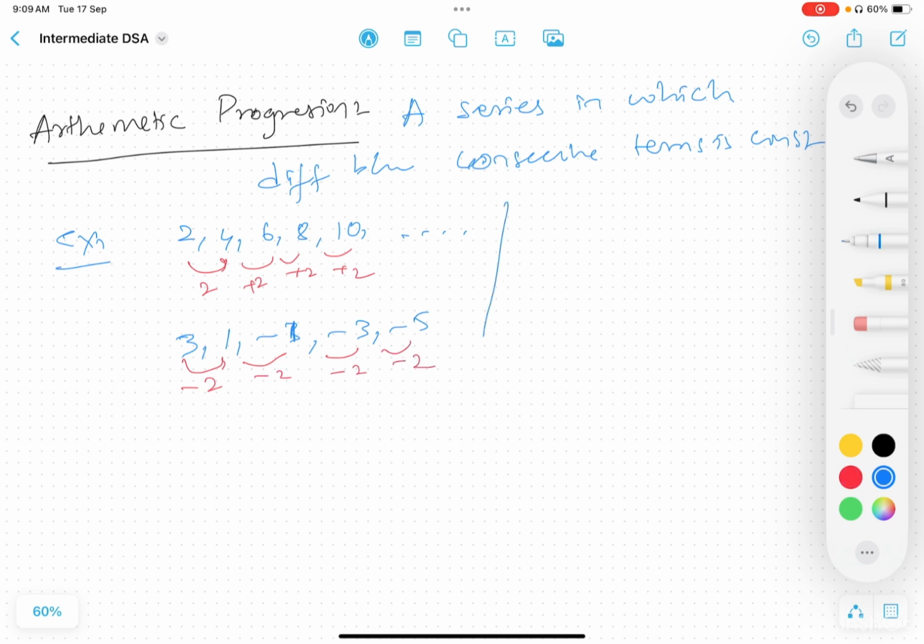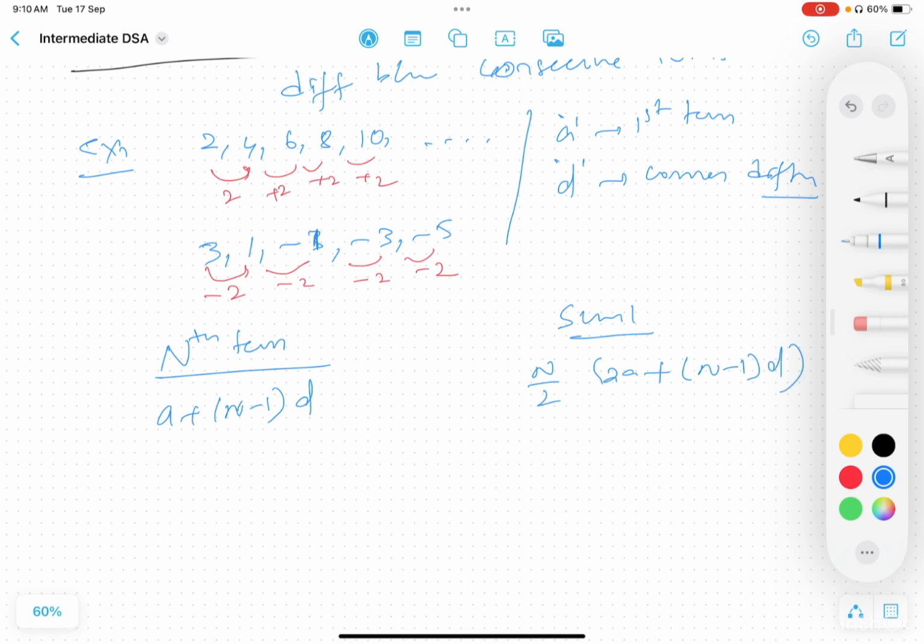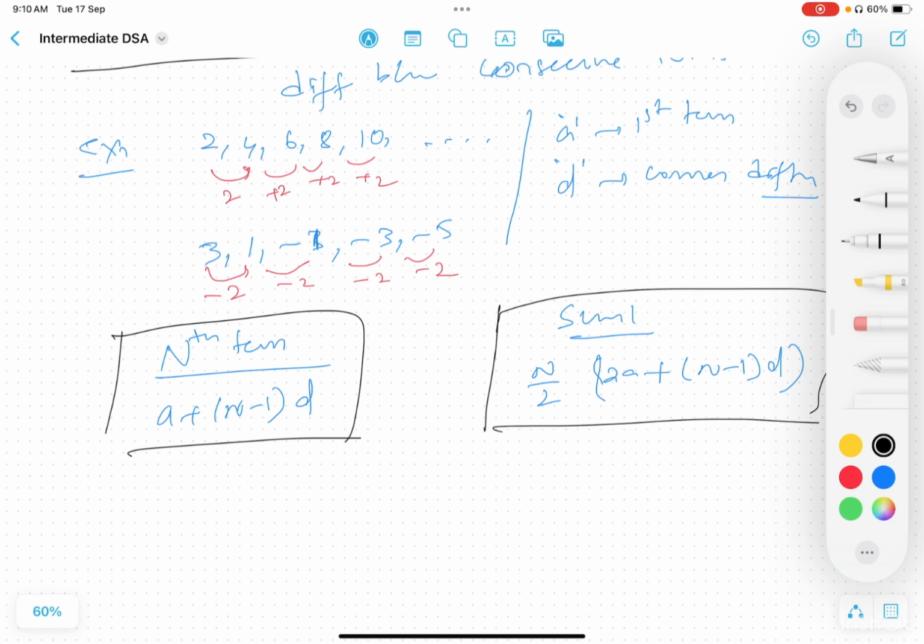So I can always say there would be a starting term and there would be a common difference. Right? So the nth term is given by the formula a plus n minus 1 into d, and the sum of the first n terms in an arithmetic progression is n by 2, 2a plus n minus 1 into d. These are a must for arithmetic progression.